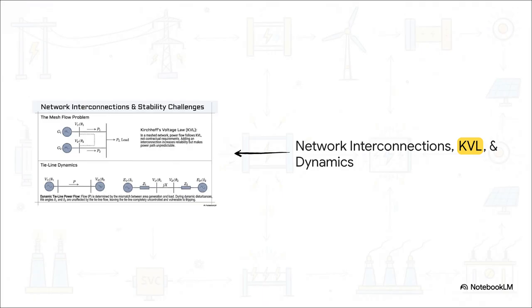Moving to Slide 3. Let's trace this mesh flow problem diagram. Power flow strictly follows Kirchhoff's voltage law. It doesn't care about our contractual agreements, it just takes the path of least resistance. Now break down the tie-line dynamics equivalent circuit below that. The core engineering takeaway here is that dynamic tie-line power flow is driven by mismatches between area generation and area load. During unpredictable dynamic disturbances, these tie lines are left completely uncontrolled and become highly vulnerable to tripping.